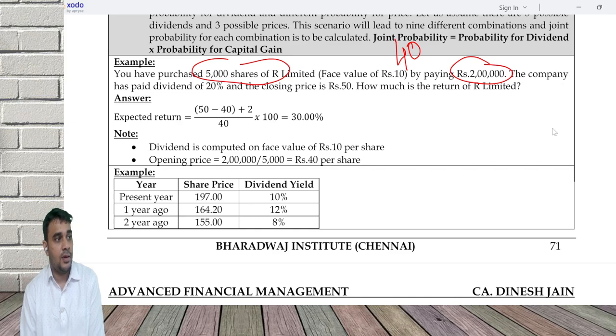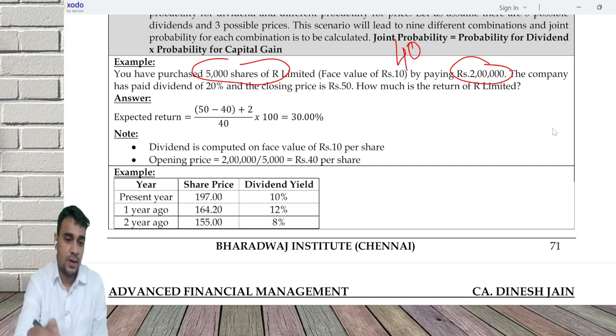197 minus 164.2. Okay. Plus 0. I'm not sure. You give it a try. Let me know. It's a very simple observation. Unless you get the return, nothing much can be done in the question. Without return calculation, I cannot do anything in the problem. So if you are not able to give me return, we are stuck.